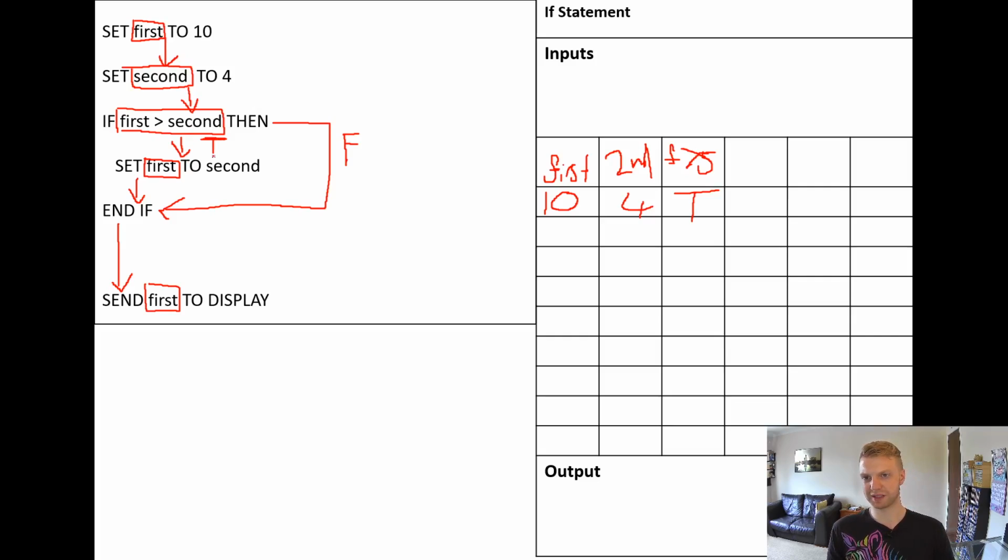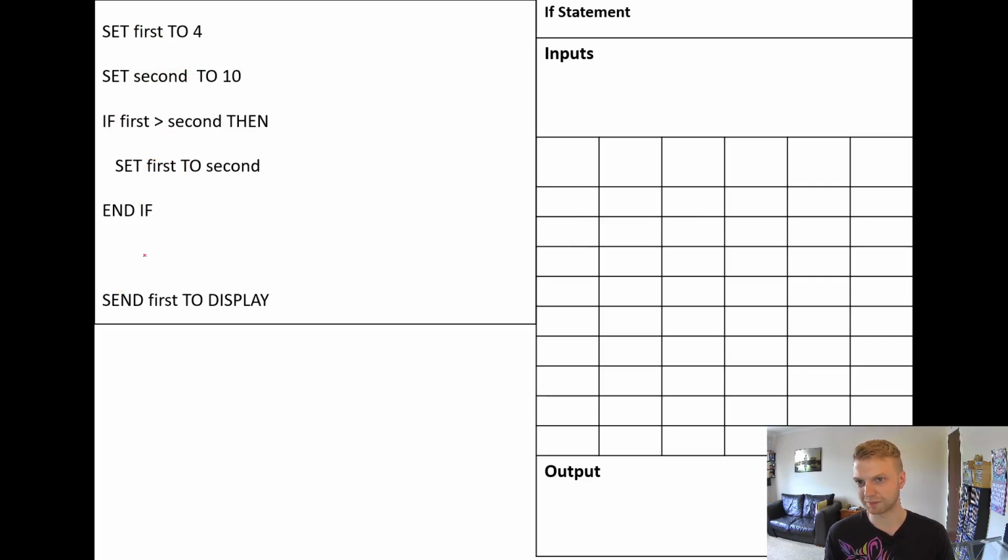But you follow the T path, and we say set first to second. So first is set to the value of that, it's set to 4. If we didn't follow this, nothing would happen, but we did, so that's 4. And we join up at end if, and we say send first to display. So send first to display, so first is 4, because that's the last value.